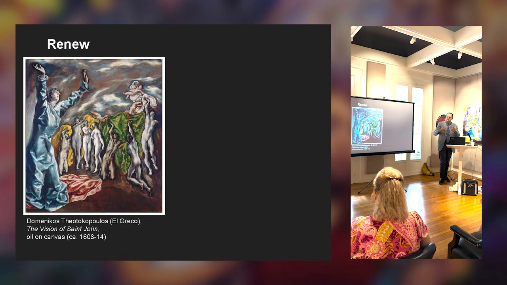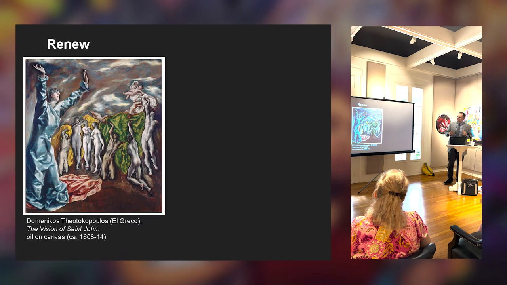It is a dynamic composition, and it was cut down from a much larger painting. We don't even know now what the original composition might have included, but this work has become iconic because so many late 19th and 20th century artists saw it in this format and were amazed by it and decided to make it the basis for their own art making. This image is called the Vision of St. John. It represents, I think, the opening of the fifth seal.